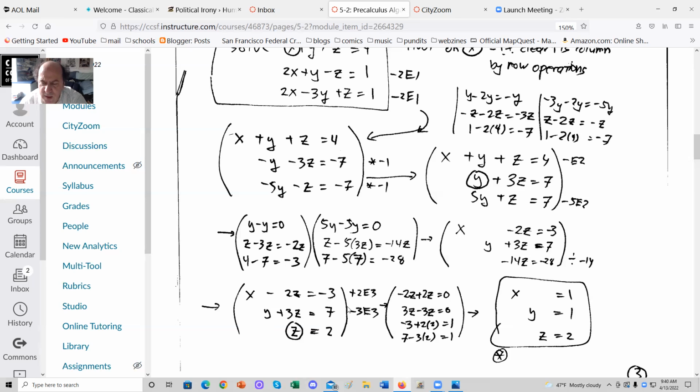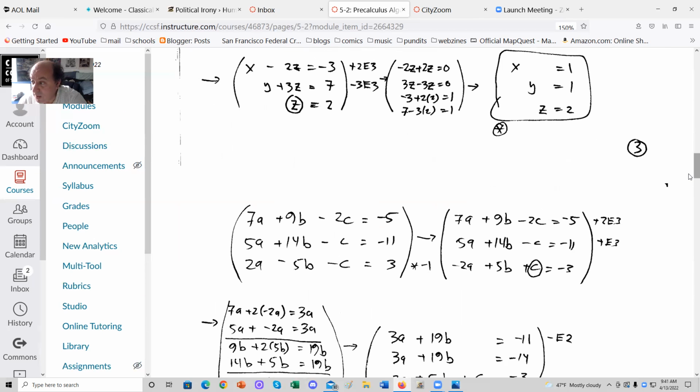And finally, there's the constants. Negative 3 plus twice 2 is 1. We put a 1 here. 7 minus 3 times 2 is a 1. We put a 1 here, and we still have z equals 2. And now we've cleared out all the columns. And so you get x equals 1, y equals 1, and z equals 2, and that's a solution.